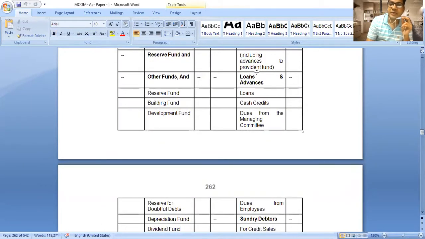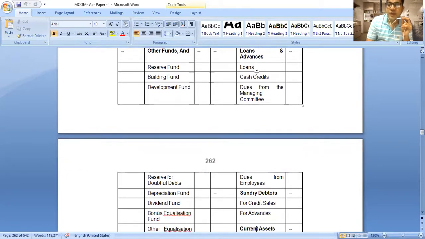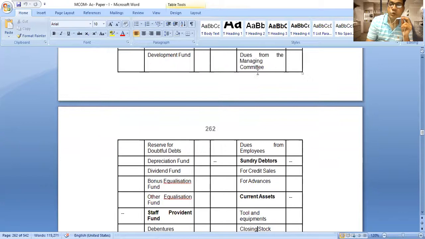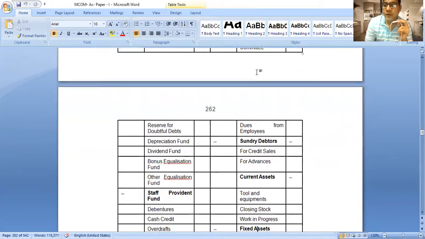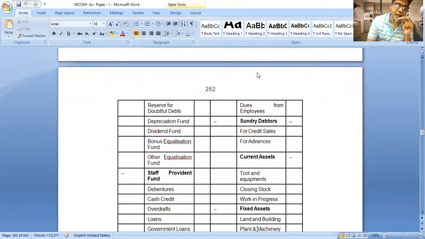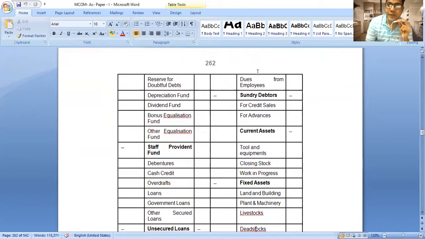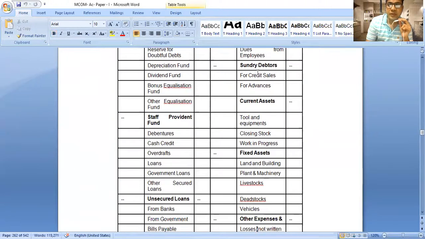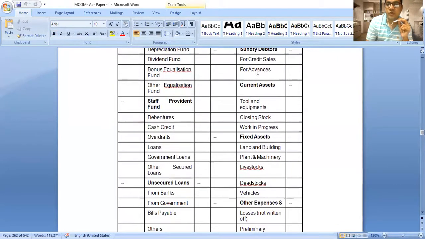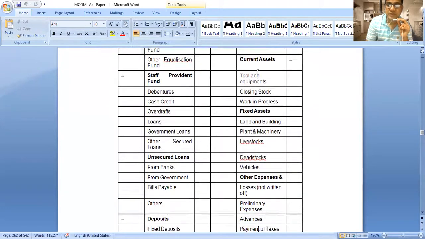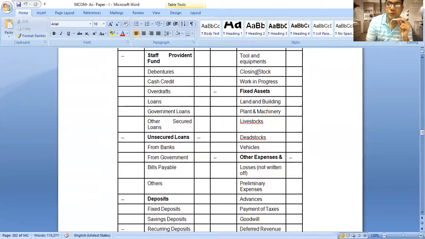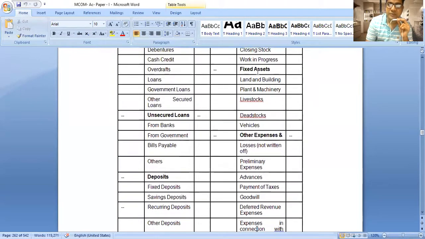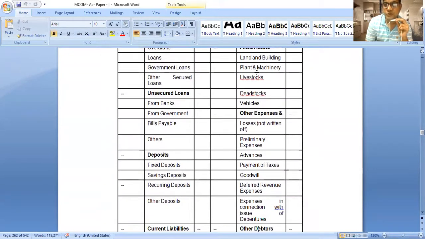Some debtors are there, sundry debtors for trade sales, for advances. Some current assets are there: tools and equipment, closing stock, work in progress. Then after that, at the bottom line, we have to write the fixed assets: land and building, plant and machinery, livestock, dead stock, vehicles. These are the assets we have to put. Then other expenses and losses not written off. For example, preliminary expenses, advances, payment of taxes, goodwill, deferred revenue expenses, expenses in connection with the issue of debentures. These all come under other expenses.